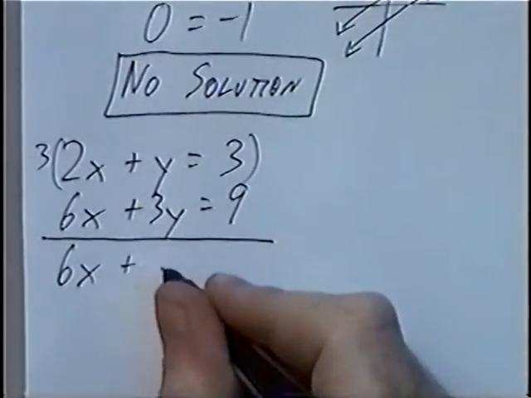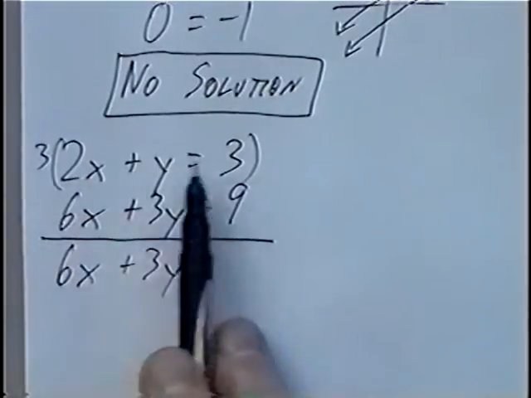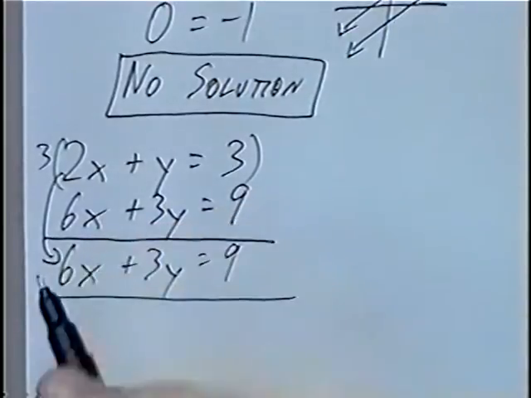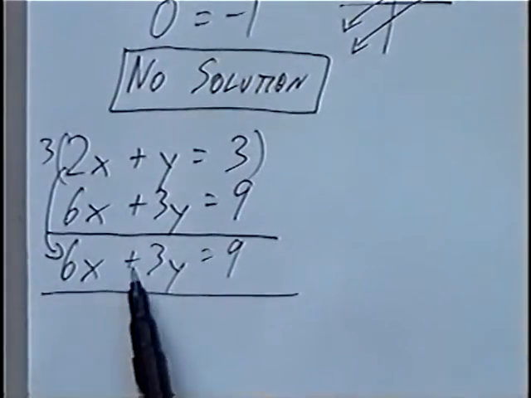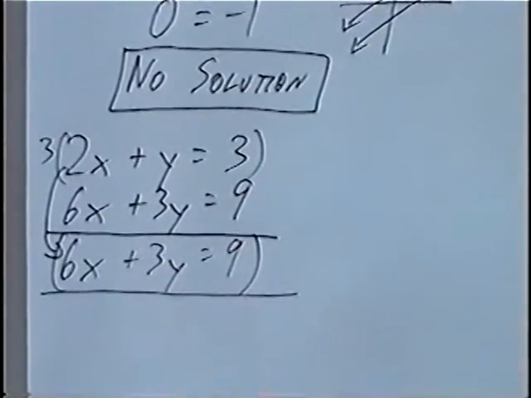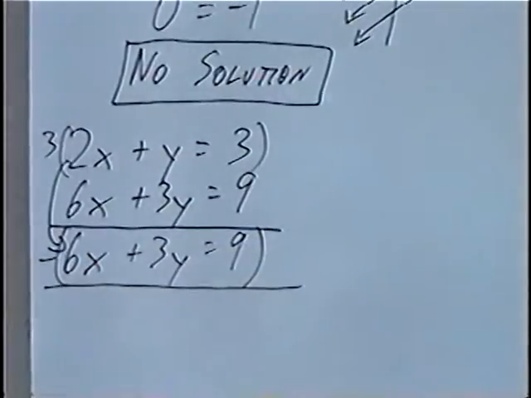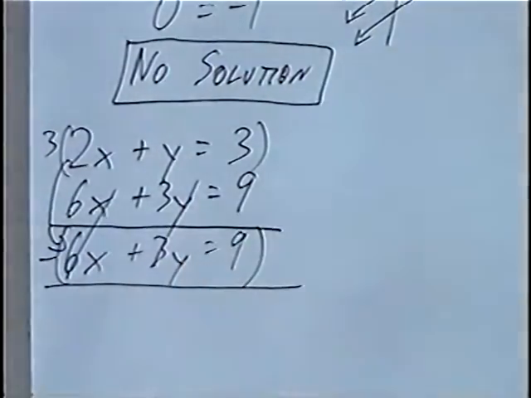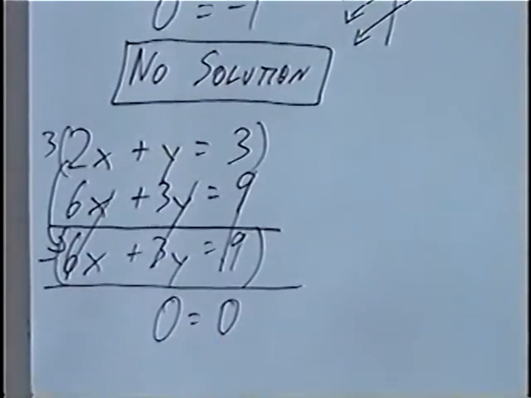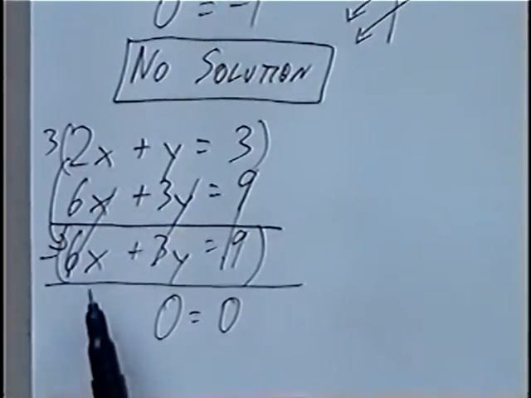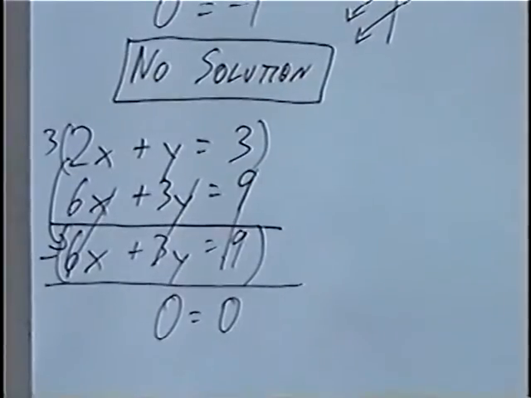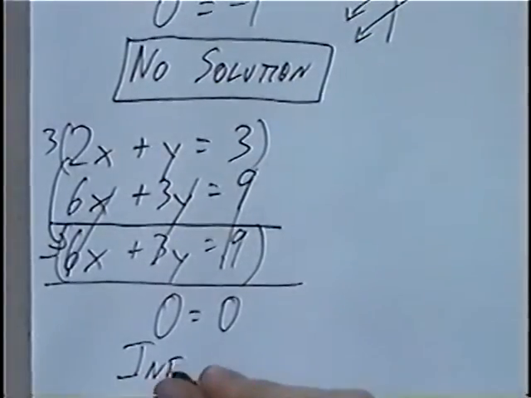3 times y would be 3y. And 3 times 3 would be 9. When we multiply the first equation by 3 and compare it to the second equation, both equations are exactly the same. If you continue the elimination process, subtracting, the x's would cancel, the y's would cancel, and the 9's would cancel. So we'd be left with 0 equals 0. Similar to the other question, if all the variables cancel out, but you're left with a true statement, 0 is equal to 0, the answer would be infinite solutions.